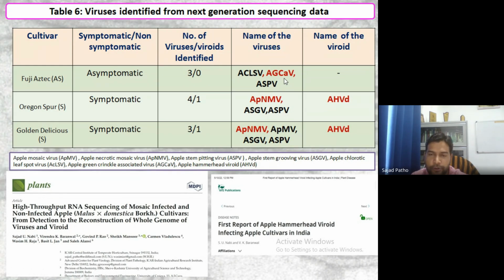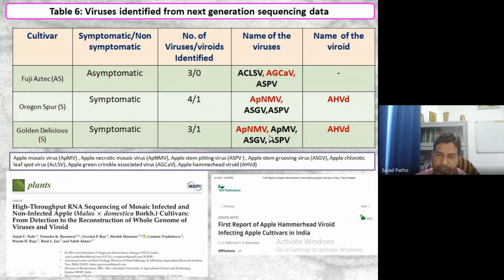These viruses should not spread to the farmer's field. Maybe just like COVID, what havoc it has caused, these viruses can also cause such havoc, and that is why the Clean Plant Program of India has come, so that we give virus-free plants to the farmers. Then in the symptomatic plant, obviously we were thinking this is apple mosaic virus, but to our observation, we see apple necrotic mosaic virus. A new virus was observed which is causing this necrotic type of symptom.